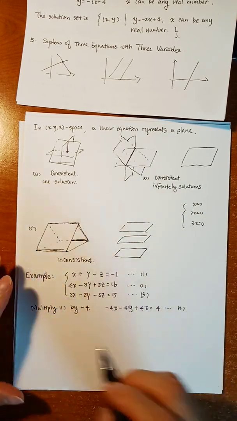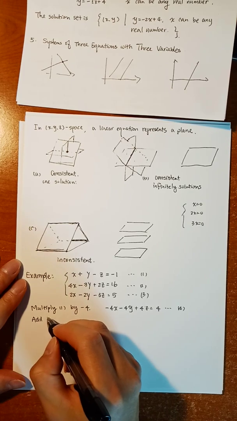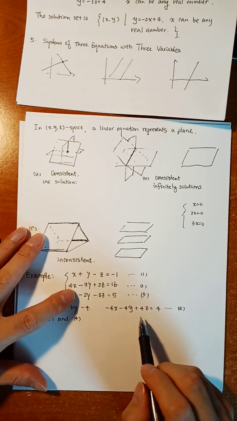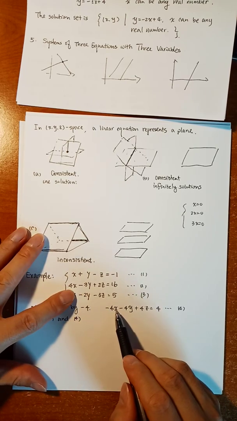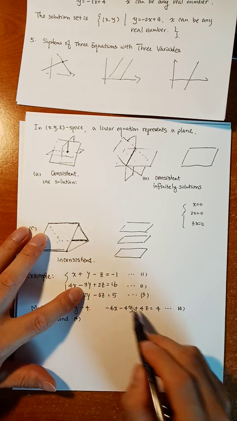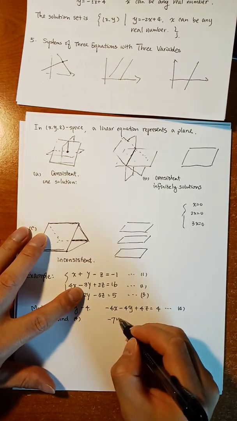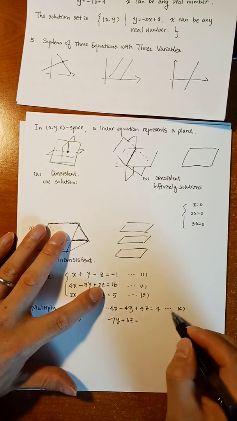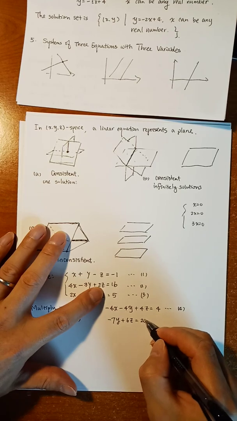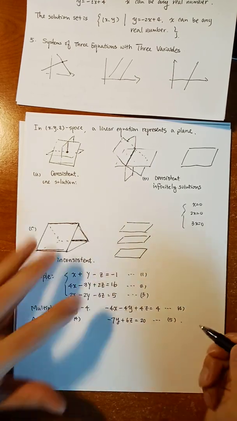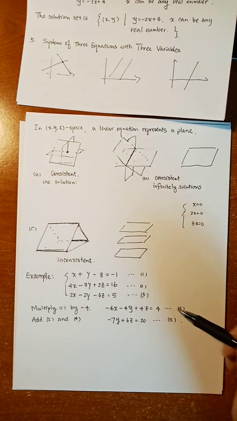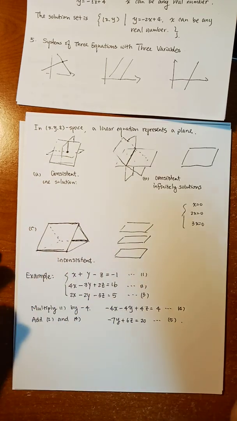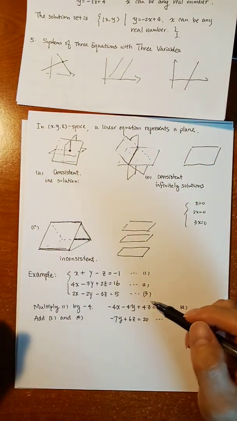And then we're going to add equation 2 and equation 4. Be careful, there are so many equations, just be careful. 4x, -4x, cancelled. -3y, -4y is -7y. 2z, 4z, 6z is equal to 16, 4, 20. Let's call it equation 5. Okay? So by this elimination process, we killed x.